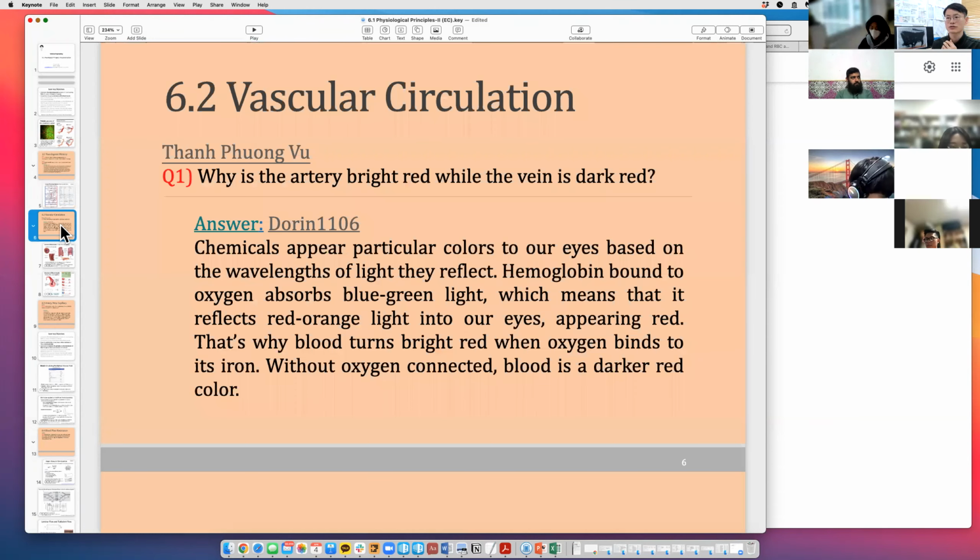So now let's get into another question of vascular circulation. Where is it from? Oh yeah, there it is. Why is the artery bright red while the vein is dark red? Okay, very important and interesting question. And Doreen also tried to answer here.